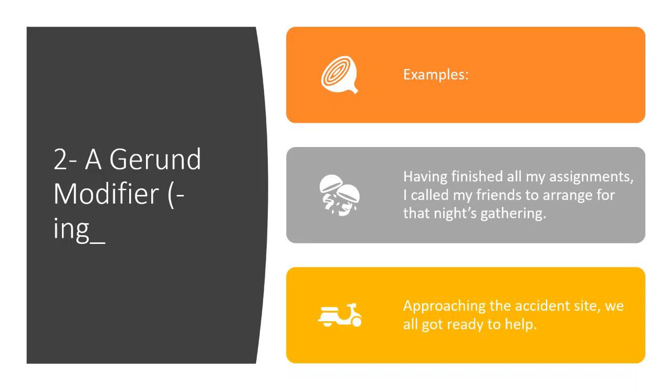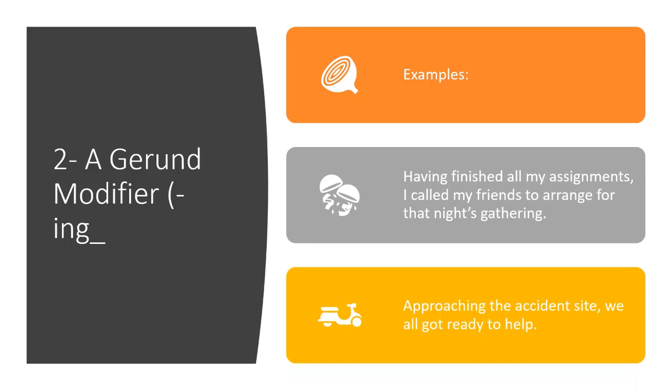How do we start this modifier? Yes, we start it with having. It's an -ing form of the verb. Okay, so this is the second type of modifiers after the first type, which is the prepositional modifier. The second type is called the gerund modifier. Let's have another look at the other example.